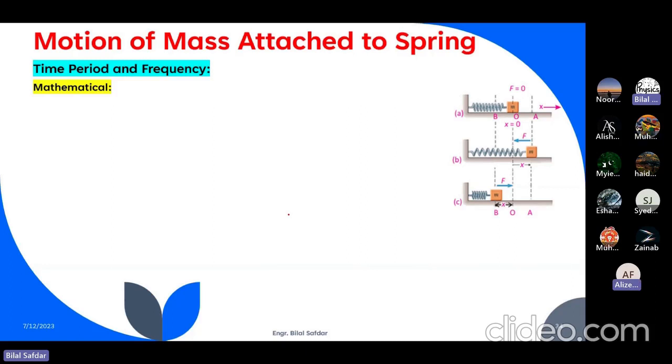Sir, can I? Yes. The time taken by the oscillating body to complete its cycle. Yes, to complete its one cycle. Okay, starting from that, we are focusing that there is a time period and frequency. The relation between time period and frequency is T equals 1 over f, or f equals 1 over T.